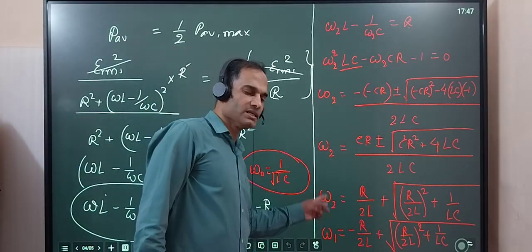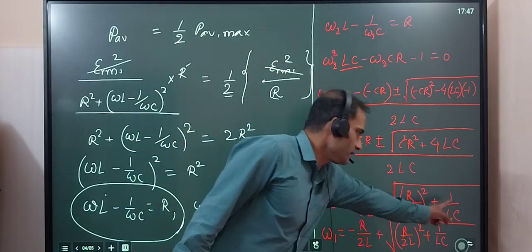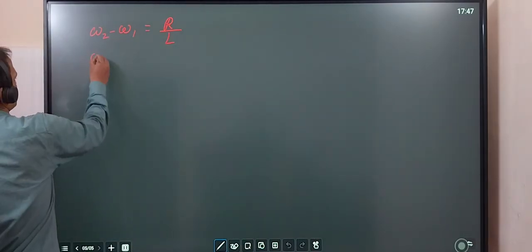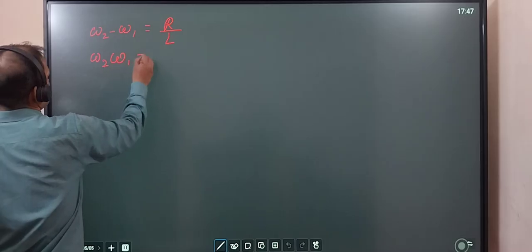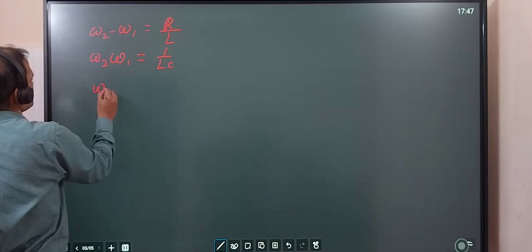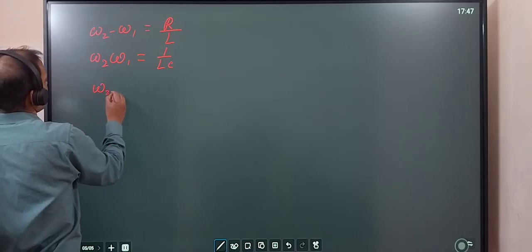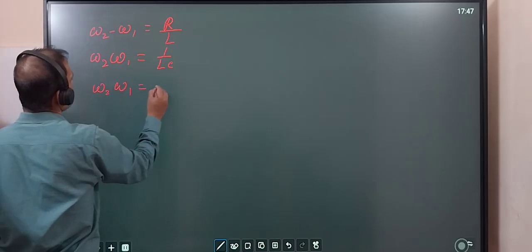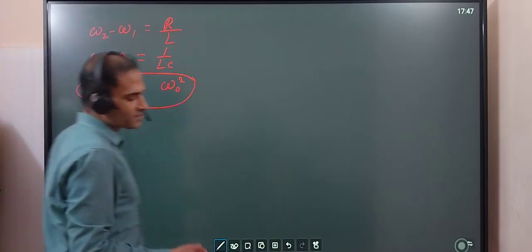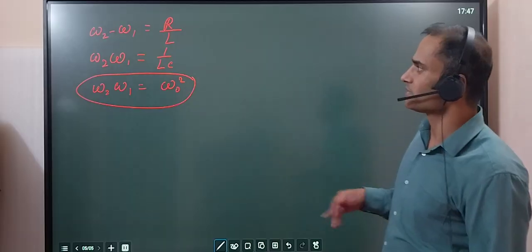Also, if you multiply these two things, you will get 1 by LC. Okay, this result right now I am not going to use here, but you will get 1 by root LC, and this will be, omega 2 omega 1 will be omega naught the whole square. Okay, this is also a result. Right now we are not going to use it anywhere, but you can remember it.